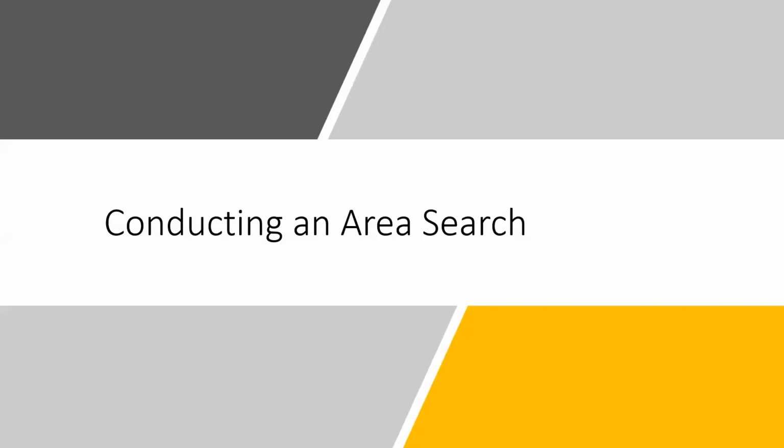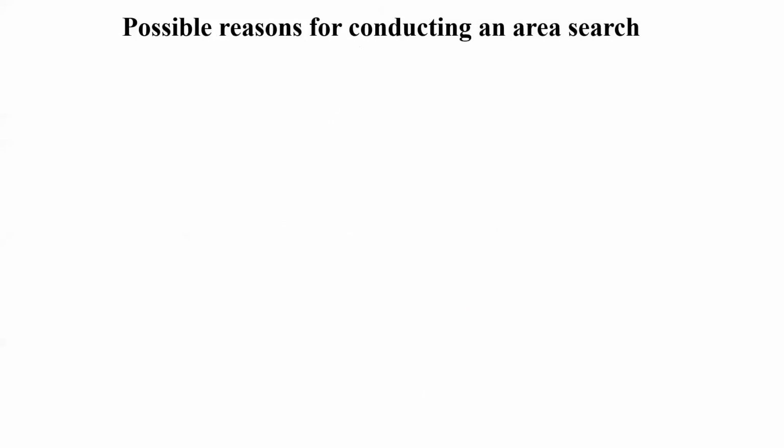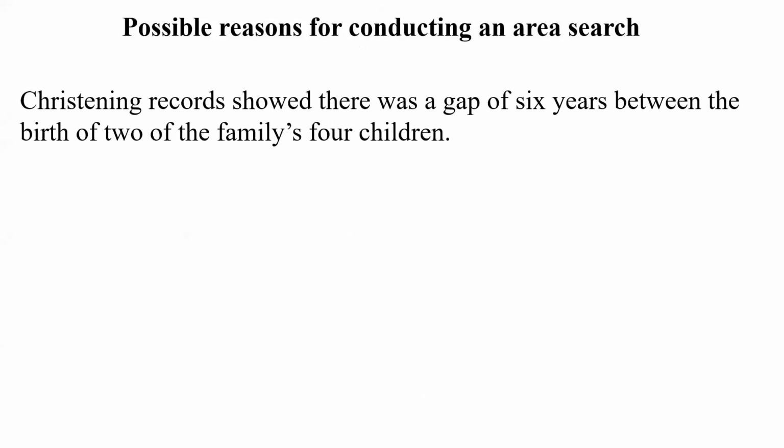Conducting an area search is usually a procedure of last resort. The following are three possible reasons for conducting an area search. The first one is where the christening records show that there was a gap of 6 years between the birth of two of the family's 4 children. If a sick newborn child needed to be christened as soon as possible, and the closest parish was not the one the family was assigned to, the child could be christened and recorded in the closest parish, thus creating the 6-year gap between the birth of 2 of their children in their parish record.